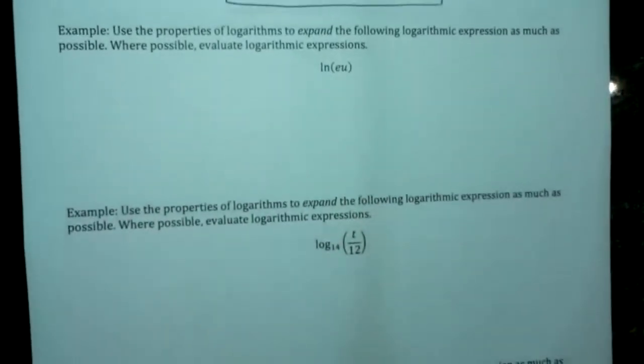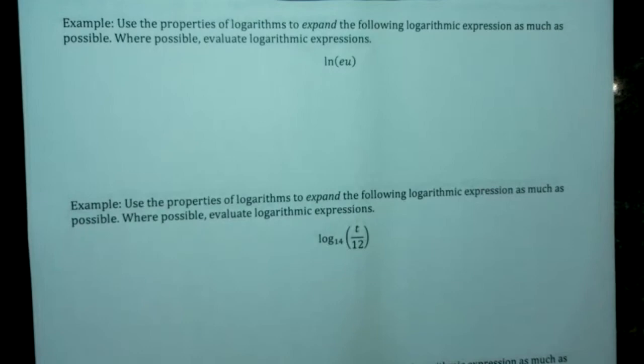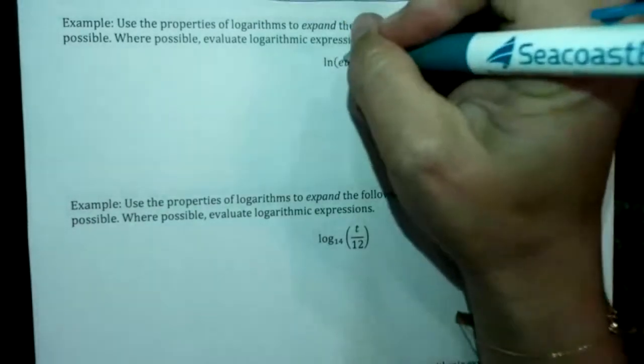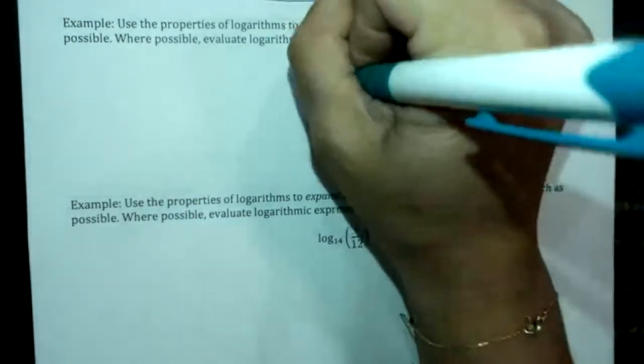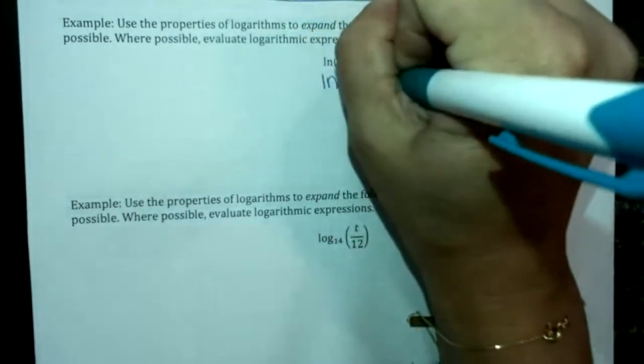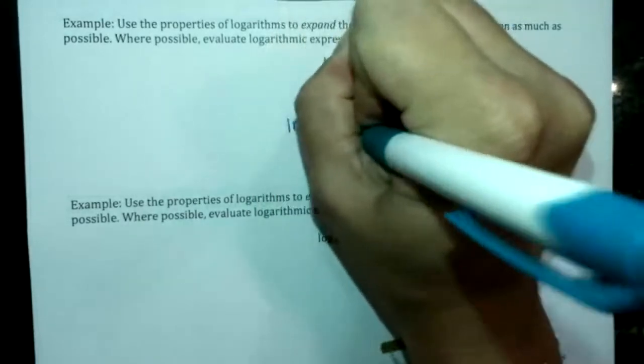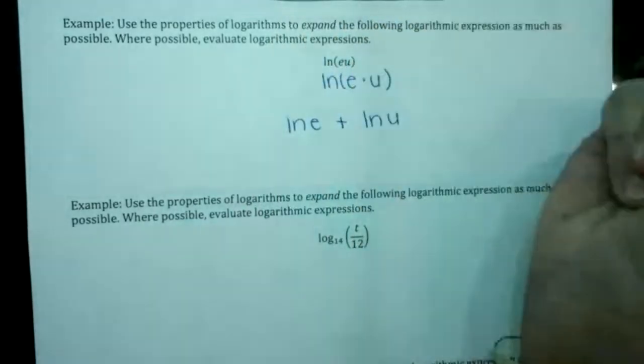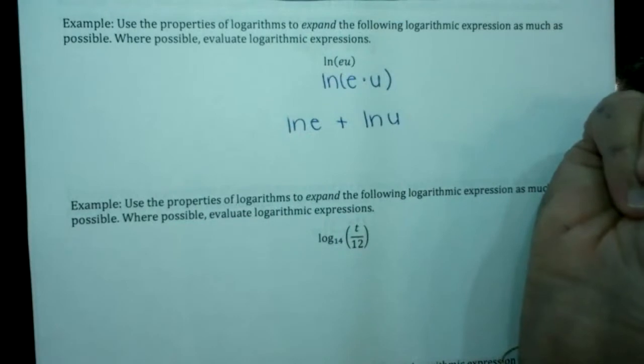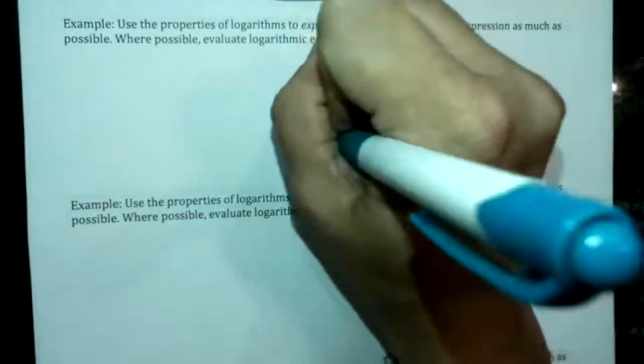Use the property of logarithms to expand the following log expression as much as possible. Evaluate where possible. So ln of e u. So this is the same thing as saying ln of e times u. So I can expand this and say the natural log of e plus the natural log of u. If you want to put it in parentheses, go for it.